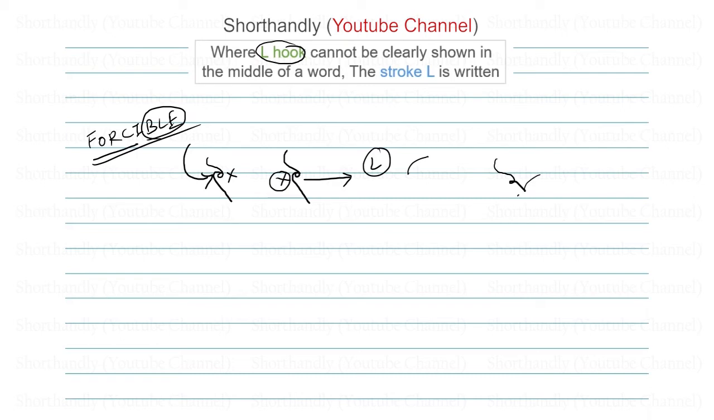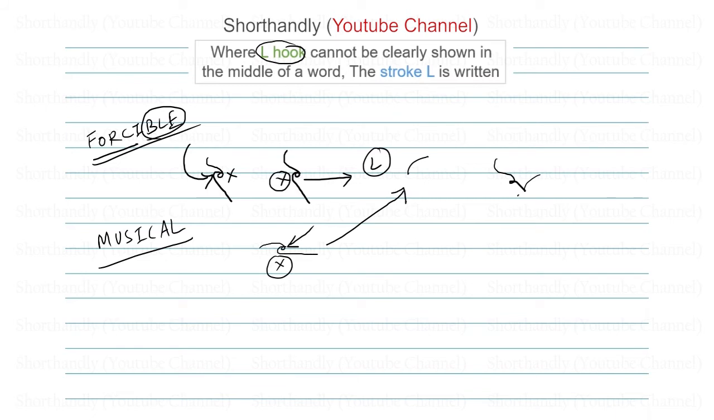Right, so this is the right way of writing it. Let's take another word, musical. Again, we cannot make the word musical like this. This is wrong. You see, again, we cannot represent the L hook properly here, which is in the middle of the word. So instead of making the hook for L, we will simply make the stroke for L.